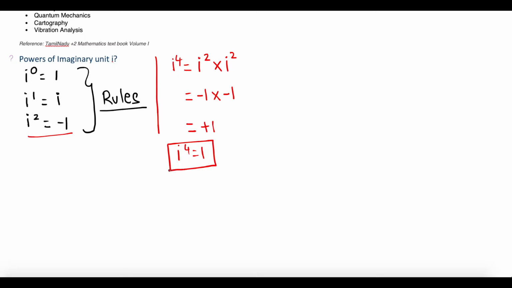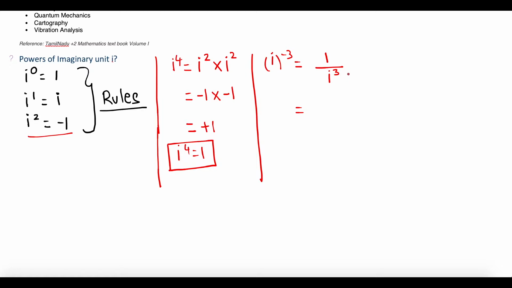So with these three rules or values that we have for the powers of the imaginary unit i, we can compute any number of powers of the unit i. Okay. So now let us take another example of i to the power minus 3. How can I write i to the power minus 3? I can write it like 1 by i power 3. So I don't know the value of i power 3, do I? I don't know. I know the value of i power 1, i power 2. How can I do it?